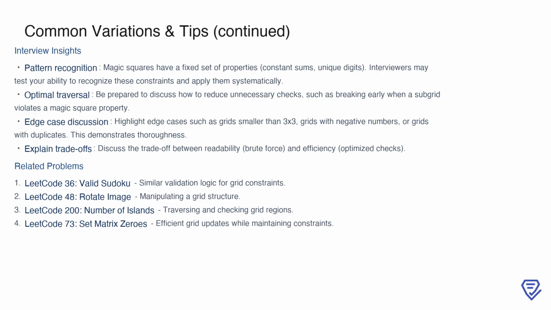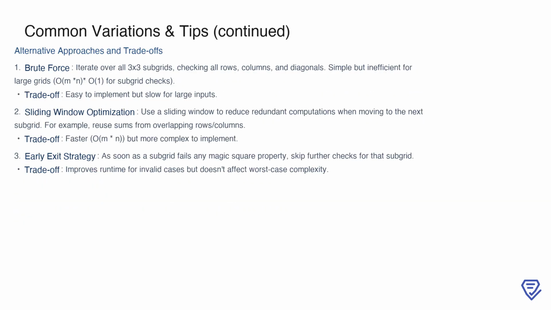maintaining constraints. There are several approaches to solving the magic squares problem, each with its own advantages and trade-offs. The simplest is brute force, where you iterate over all possible 3 by 3 subgrids and check their rows, columns, and diagonals. This method is straightforward to implement, but it's inefficient for large inputs due to its high computational cost.